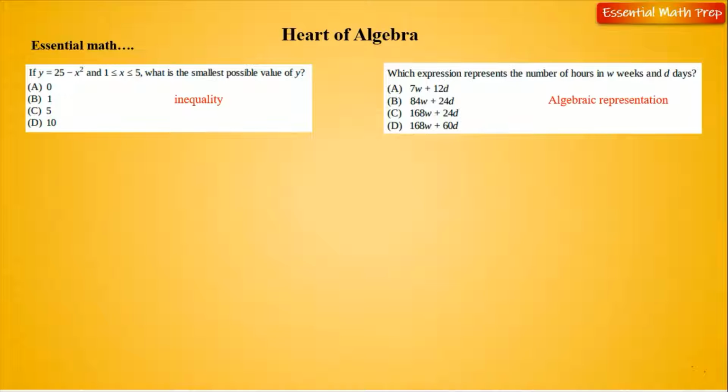The first problem that we're going to look at is within the inequality domain. In the problem, you're asked to determine the smallest possible value of y given a range of values for x. What makes this particular problem easy, even though some of you might find it difficult, particularly when it comes to inequality, since a great deal of students struggle with the concept, is that x can actually be equal to 1 or equal to 5.